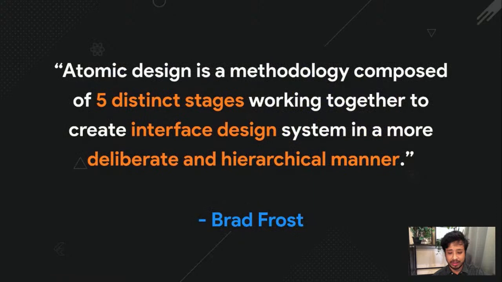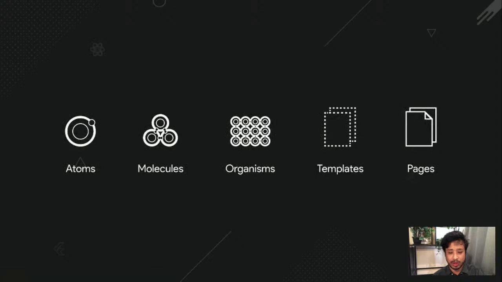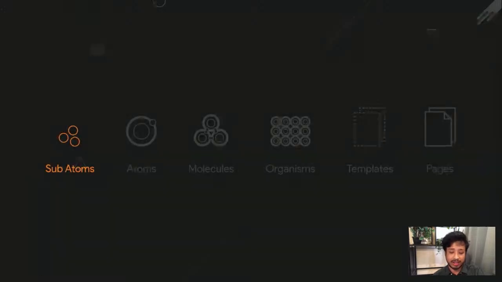But what does it actually mean in interface design? What does it mean in our language? Brad Frost, the creator of atomic design, described it as a methodology composed of 5 different stages working together to create an interface system in a more hierarchical manner. Right? So the design system has 5 different stages, which have been broken down. These 5 design elements are atoms, molecules, organisms, templates, and pages. This was initially created around 2011 or 12. Brad later revised it and added another element to it, which is subatoms.